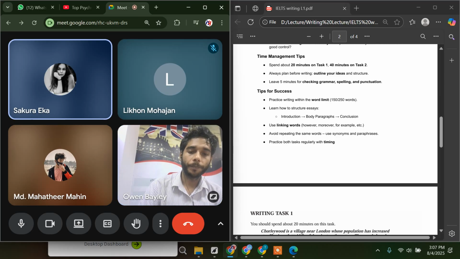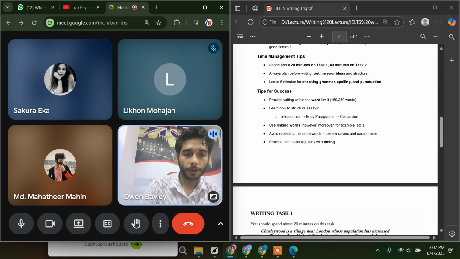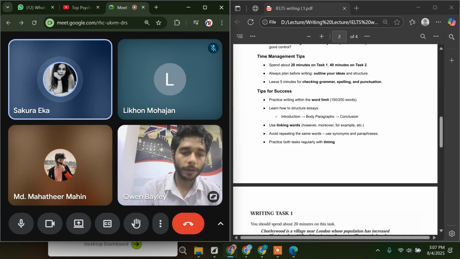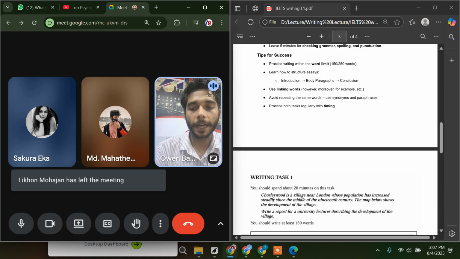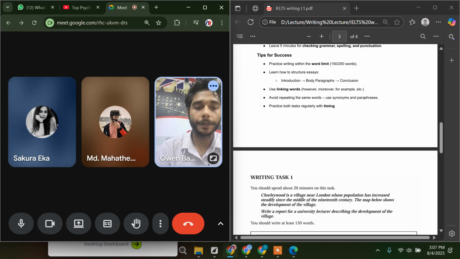So avoid repeating the same words. Use synonyms and paraphrase. Instead of using the same words all over, try to use synonyms or paraphrase them. And practice both tasks regularly with timing. Whenever you're writing, try to simulate a real writing test. In the first task you get only 20 minutes, and 40 minutes for the second task.